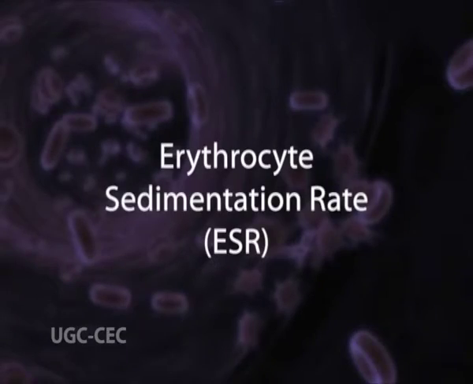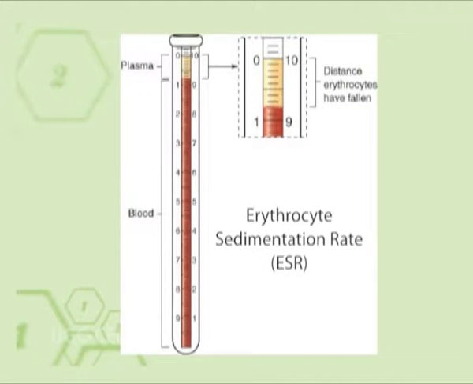Erythrocyte sedimentation rate. The rate of sedimentation of RBCs is known as ESR. It helps in the diagnosis of many diseases. The ESR is decreased in polycythemia, hyperviscosity, sickle cell anemia, leukemia, low plasma protein due to liver or kidney disease and congestive heart failure. The basal ESR is slightly higher in females.